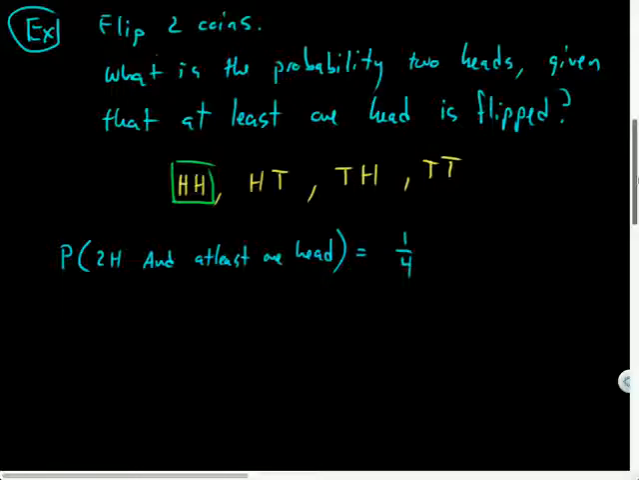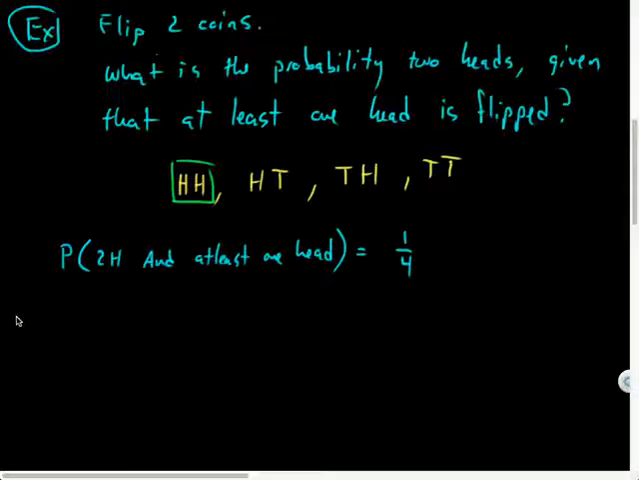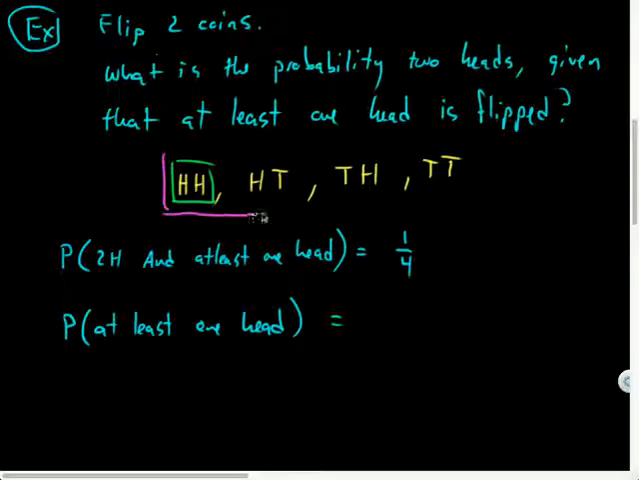And then what's the other portion I have to figure out? I have to find the probability of B, the given fact. So what's the probability of at least one head? Let's see, there's these 3 situations, and I get 3 out of 4, exactly.